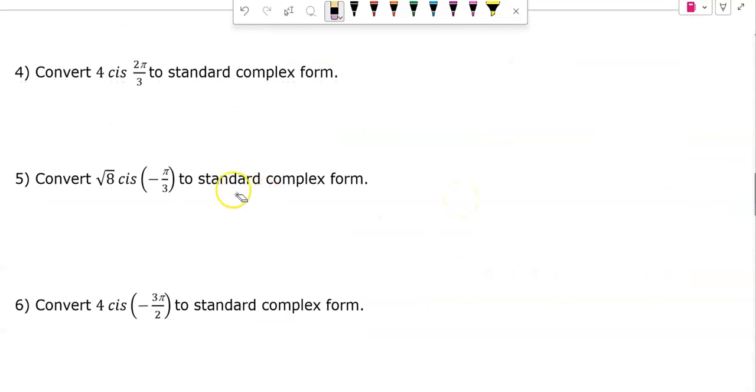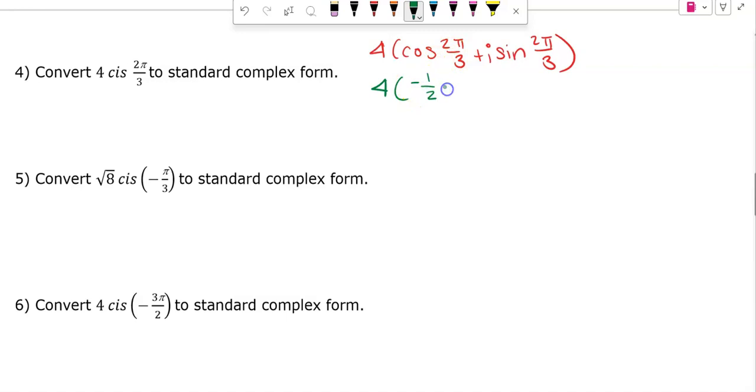So this says that I need to convert 4 cis 2 pi over 3 to standard complex form. So this is going backwards. This cis right here is just saying I have 4 cosine 2 pi over 3 plus i sine 2 pi over 3. That's what I've got. Well, if I'm going to put this into standard complex form, the easiest way to go ahead and do that is to simplify what I have inside my parentheses here with my exact values that I have on my unit circle. So if I have 4 here, what's the cosine at 2 pi over 3? At 2 pi over 3, it's negative 1/2. And then I'm going to do plus i, and then sine at 2 pi over 3 is going to be the square root of 3 over 2.